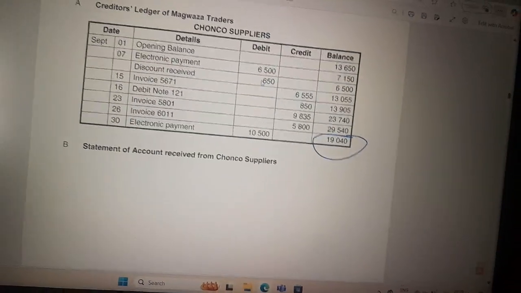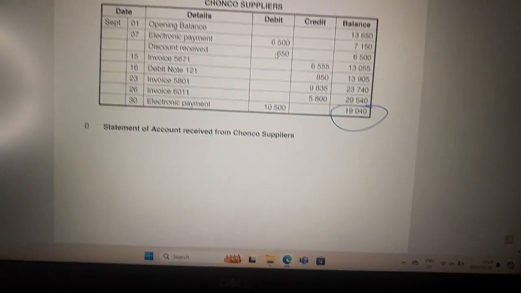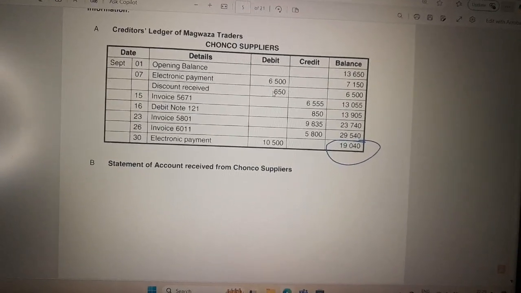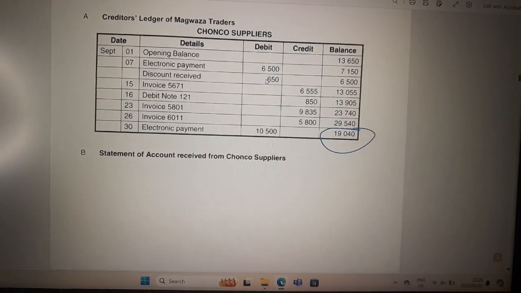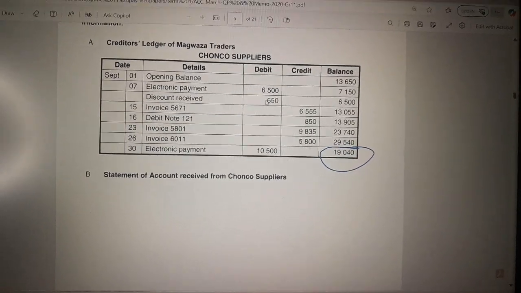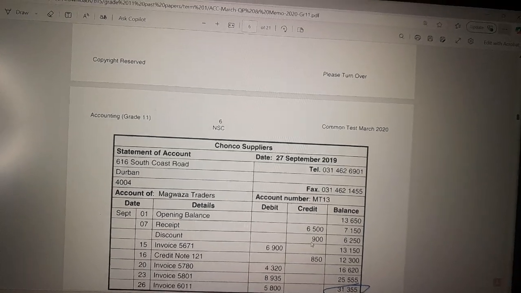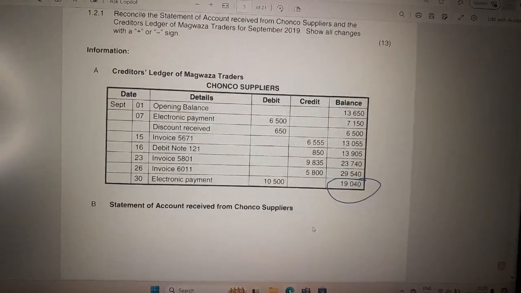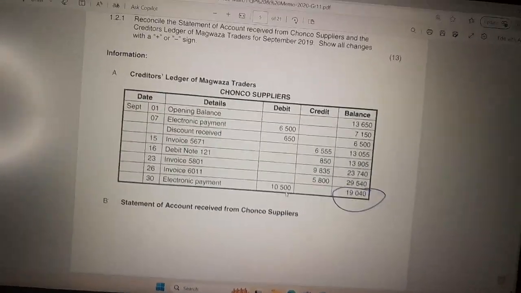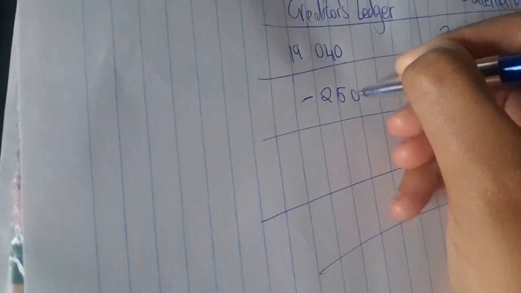So you need to get the difference and minus the one that is missing. You minus more, they will minus less. They minus less. I hope you guys can understand. They were supposed to minus 900, but they only did 650. So you have to do what's on the creditors ledger, minus again. How much is it? The 250.